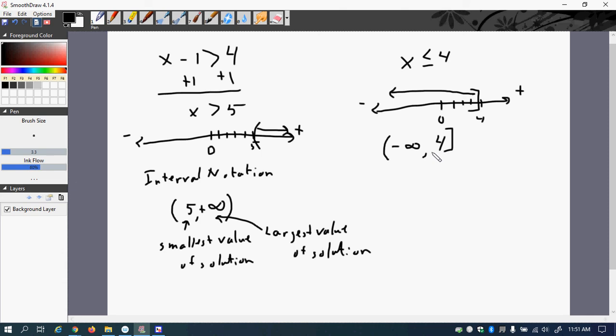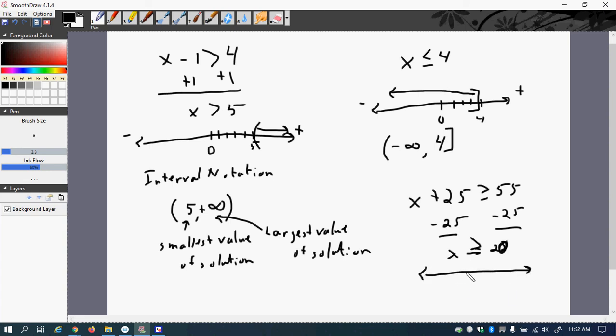So let's try and maybe do one more. Let's say we're going to do x plus 25 is greater than or equal to 55. Okay? So we have to, again, subtract the 25 from both sides. We get x is greater than or equal to 25. No, 20. Right?